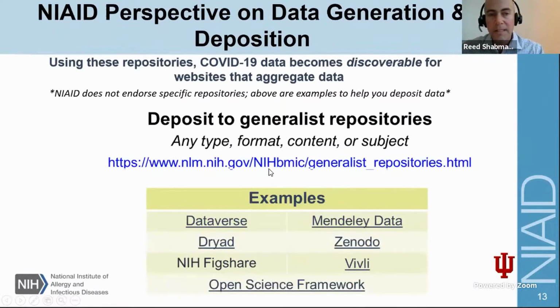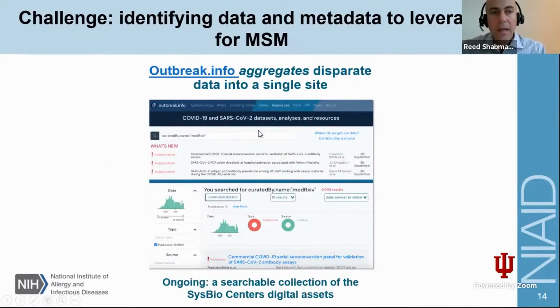And then you can also deposit into generalist repositories. On the previous slide, these were specific repositories. Generalist repositories such as Dataverse and NIH Figshare are places where you can deposit data in any format that you like. I think that doesn't solve the problem, but it's important to get data out there. And then there's a challenge of identifying metadata and data to leverage for multiscale modeling.